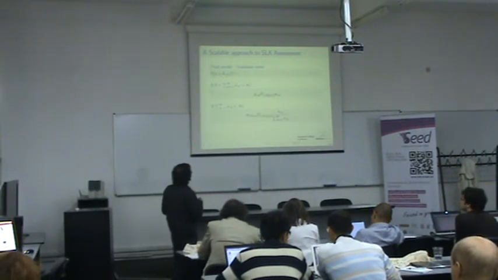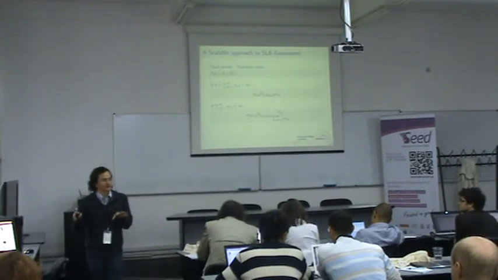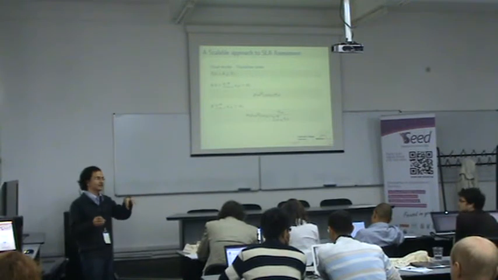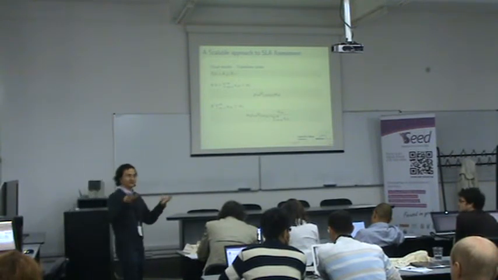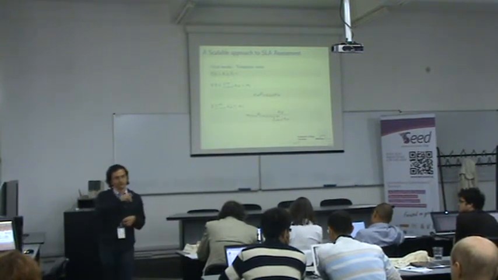So if you look at the first term, basically what it says is, if the number of requests in a certain station, a certain server, is less than the number of available servers, say CPUs, what we are assuming is that each of these requests is being served by a different CPU.